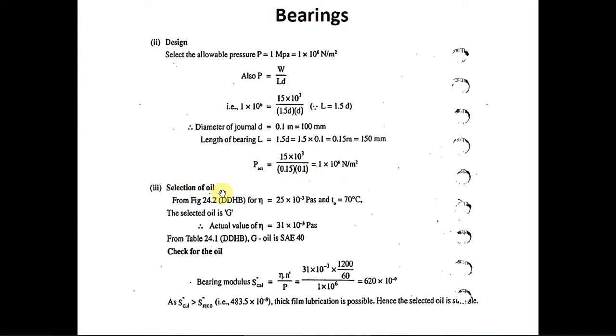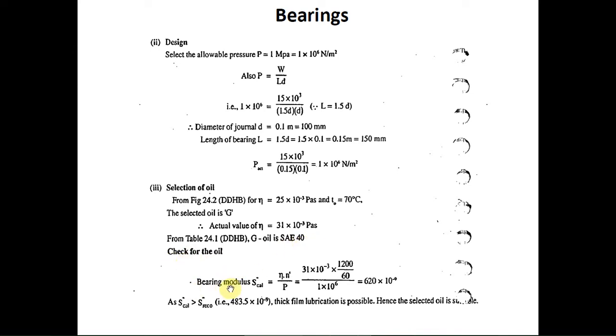Next, selection of oil. From figure 24.2 of the DDHB, for eta equal to 25 into 10 to minus 3 pascal-seconds and T naught equal to 70 degrees centigrade, select the oil. Oil is G. So you come to know from that figure the oil is G. Therefore, the actual value of eta equal to 31 into 10 to minus 3 pascal-seconds. From table 24.1, figure 1, G oil is SAE 40. Oil is SAE 40.